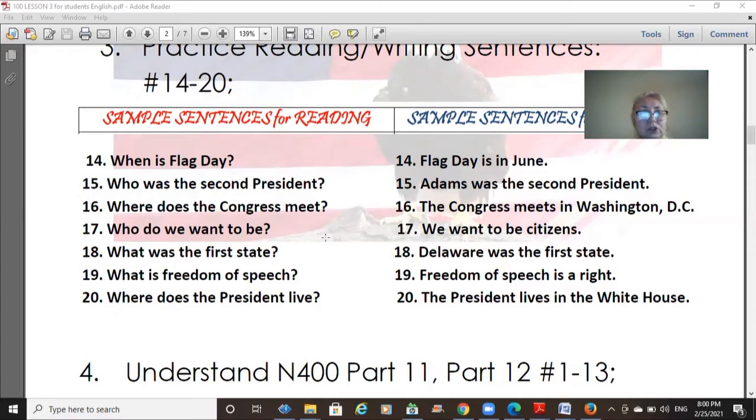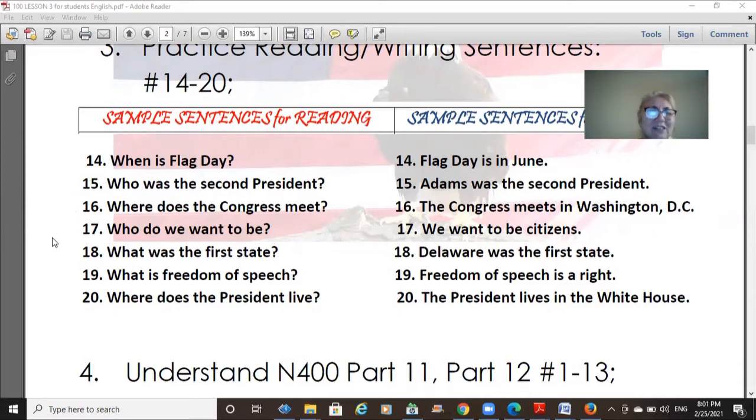Again, Congress should be capitalized. Number 16 for writing, the Congress meets in Washington, D.C. So the name of the capital of the United States should be capitalized. Washington should be capitalized. Then you put a comma after Washington. D capitalized, then period. C capitalized and period.